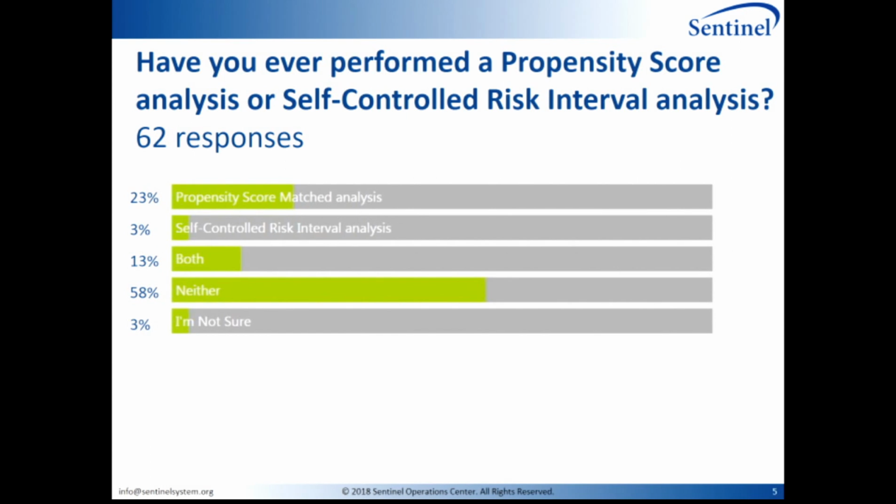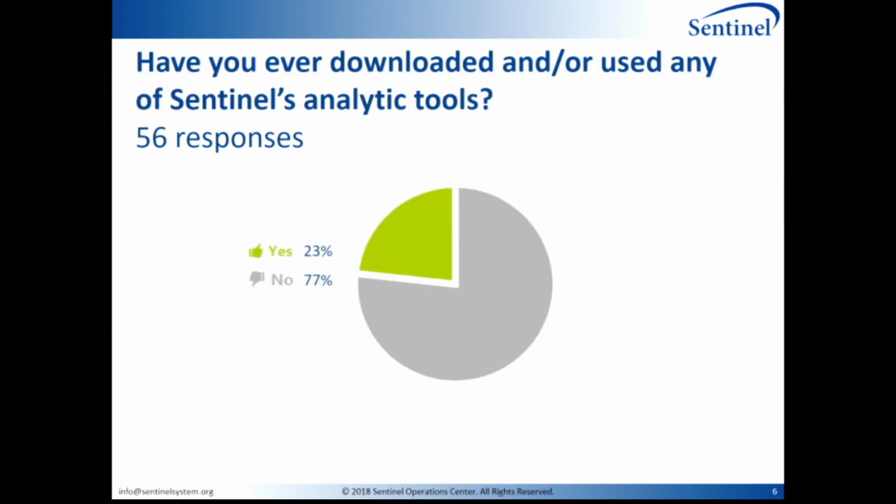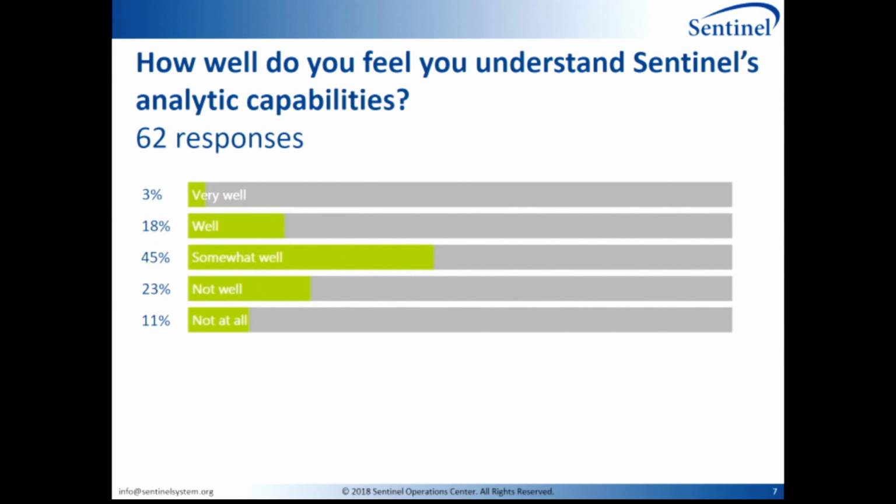This was interesting. Nearly 60% of folks had never performed a propensity score analysis or a self-controlled risk interval analysis to their knowledge, followed by propensity score matched, both, and then self-controlled or not sure. About a quarter of folks had downloaded or used some of Sentinel's analytical tools. And this was pretty much a bell curve around somewhat well. People generally had some familiarity, but there was room for adding new knowledge.